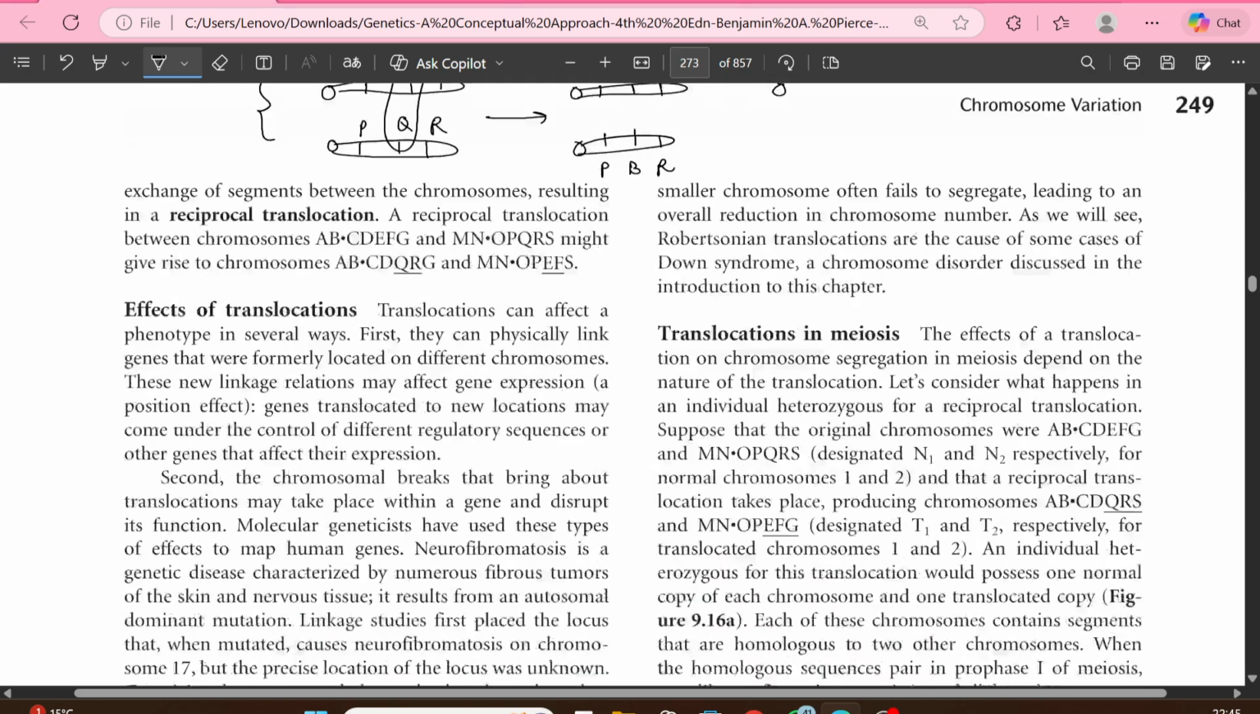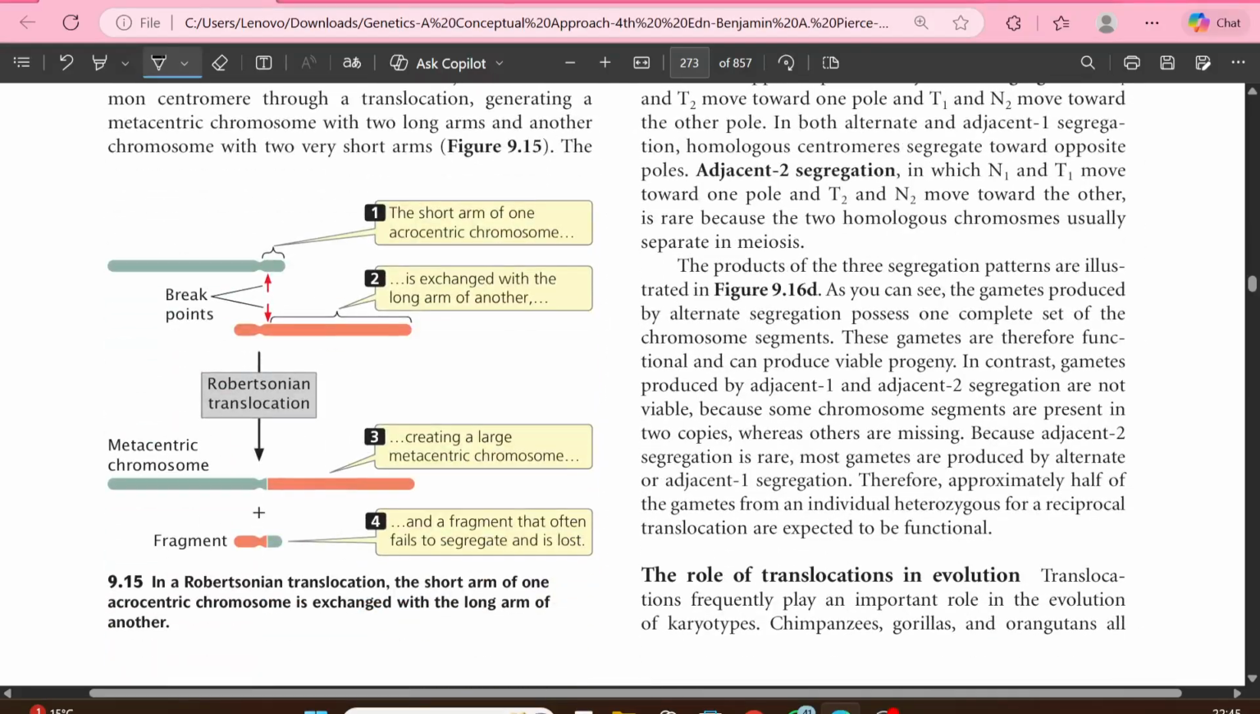Now when I talk about Robertsonian translocations, they occur in the acrocentric chromosomes. Acrocentric chromosomes are those wherein one of the arms is very short and the centromere is towards the end of one of the arms. In acrocentric chromosomes, when they do the exchange and crossing over, one of the chromosomes becomes extremely long and metacentric in nature.